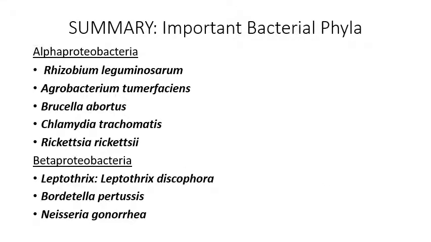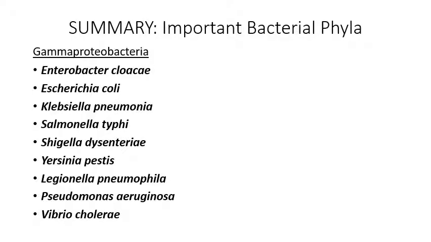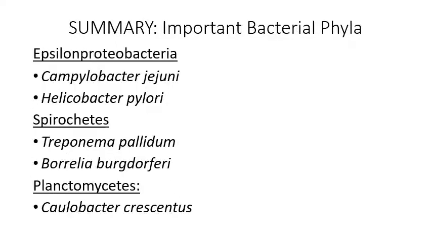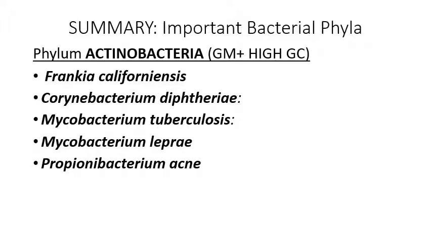Okay, so the alpha proteobacteria, the important ones, we learned about these and their characteristics. The betas, we learned about those. The gammas, we learned about those. The epsilons, we learned about those. Those are the proteobacteria. Then we learned a couple of spirochetes and planctomycetes, which are also gram-negative, but are not members of the proteobacteria phylum. We learned about the gram-positive actinobacteria, these ones. Frankia californiensis is used for nitrogen fixation by legumes. Right?